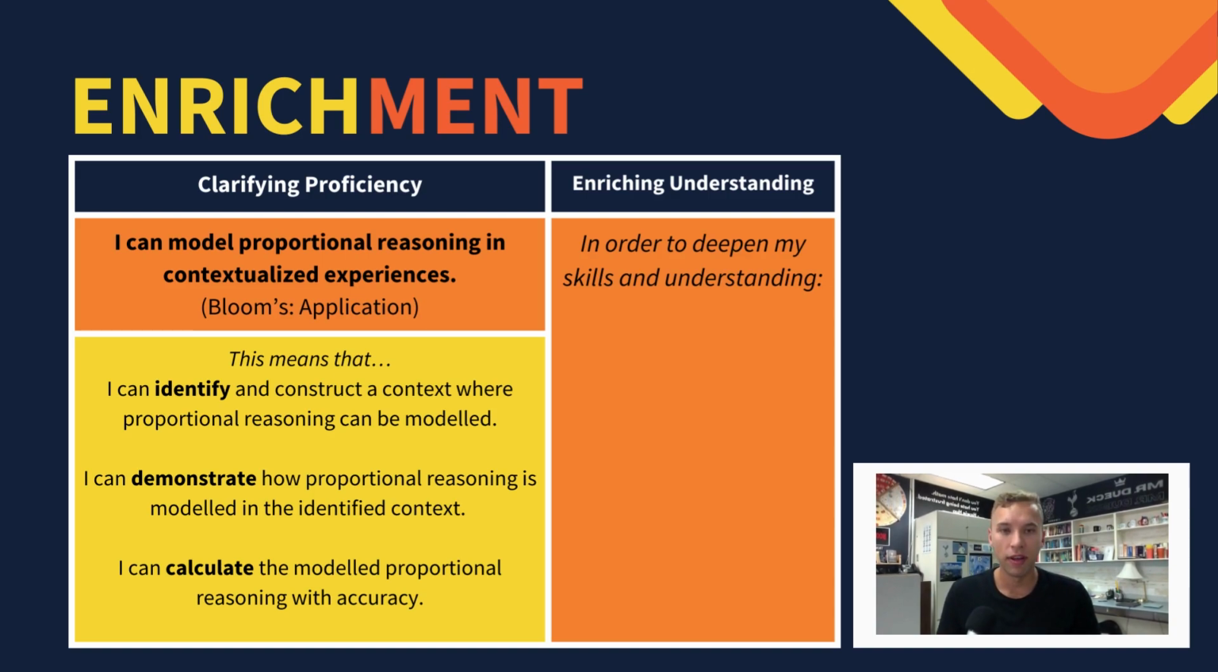Here we have the learning continuum from previous, and you'll note that we have all of the information for our target and our success criteria. What is missing is the next column, enriching understanding. And underneath it says, in order to deepen my skills and understanding, then we could finish it with, I can. What could they do to go deeper in their understanding of modeling proportions? So this could be another I can statement.